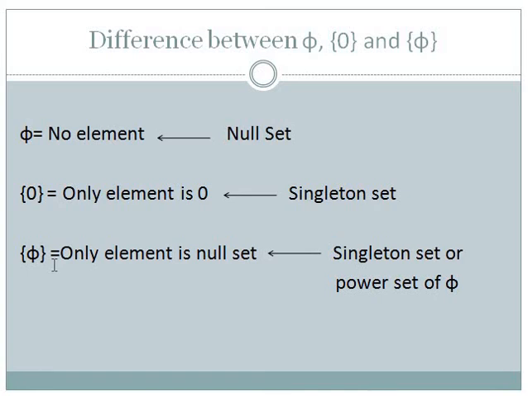If we have to find the power set of phi, how do you write it? The power set of phi is phi in between curly brackets. The only element is the null set, so that is also a singleton set.